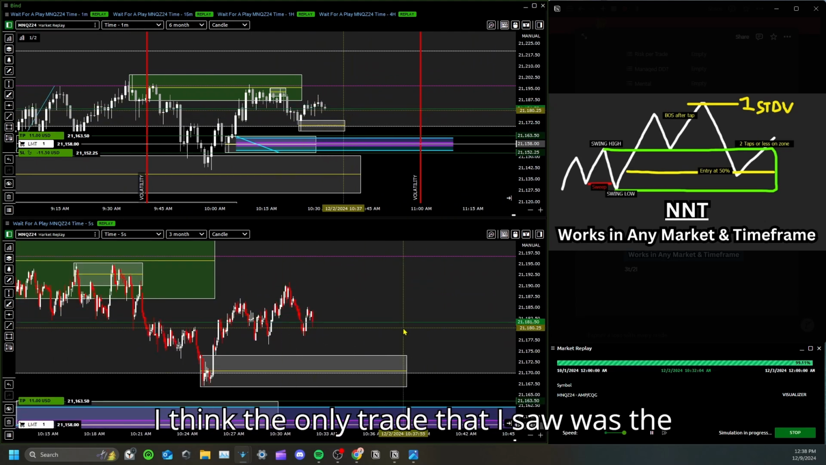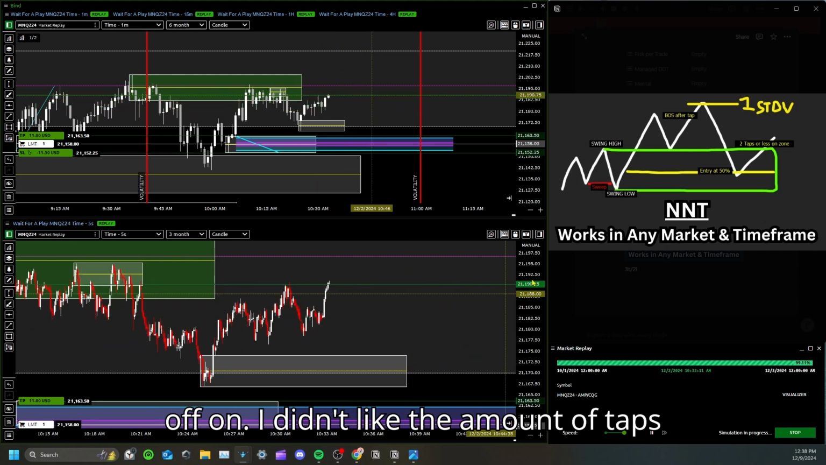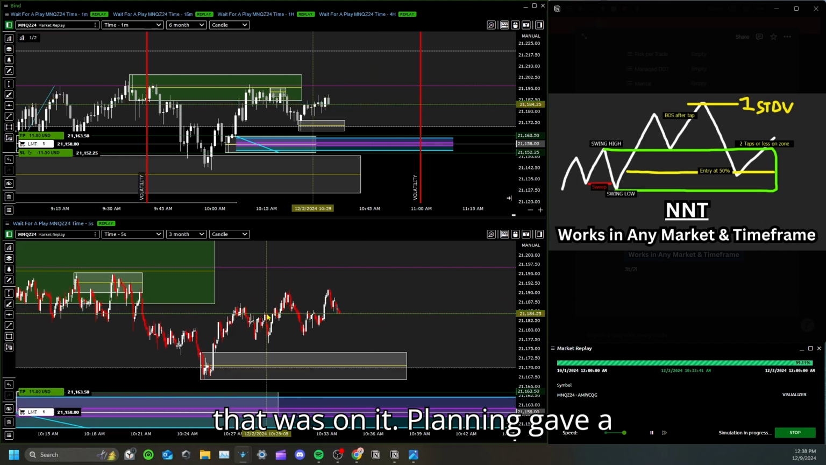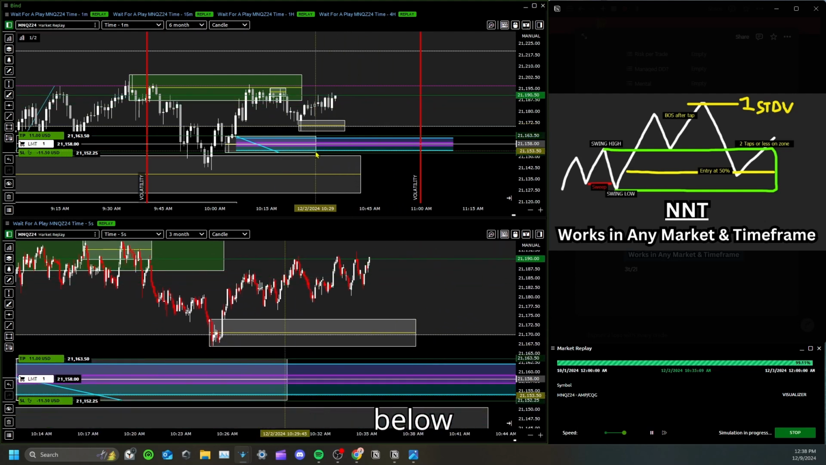I think the only trade that I saw was the first one, where I took my order off, but I didn't like the amount of taps that was on it. Playing a game of probability, so I want to be selective. So the only play I'm looking at is this one below.